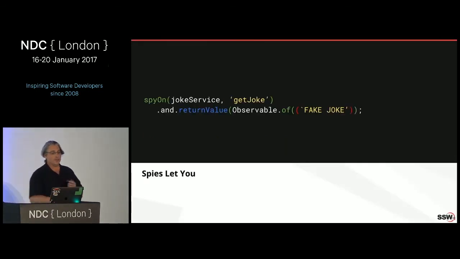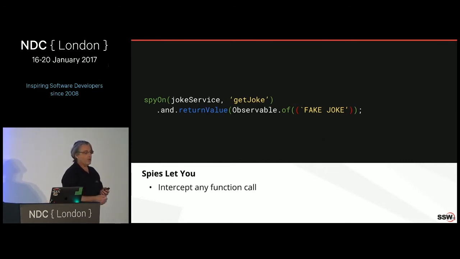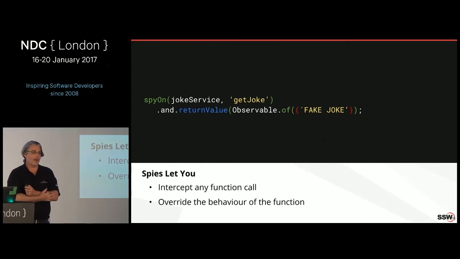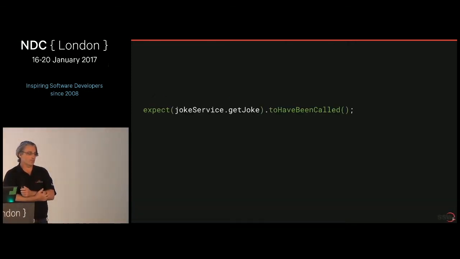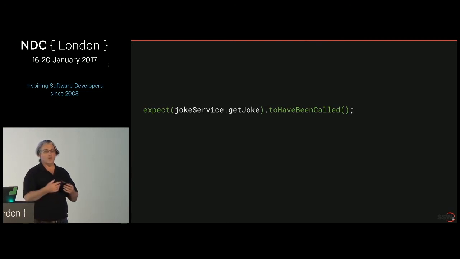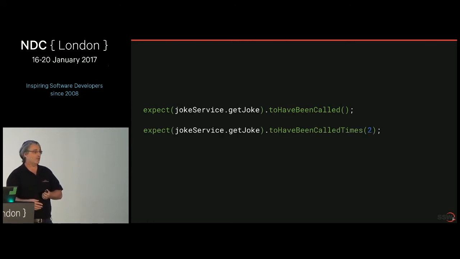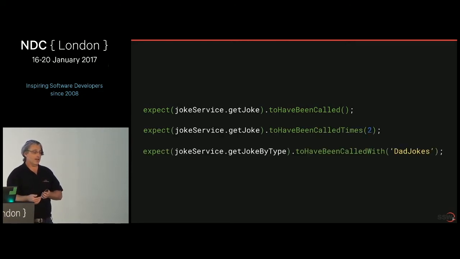So the benefit of spies is that spies let you intercept any function call, and they also let you override the behavior of a function. One of the other benefits of spies is that they let us check what's actually happening on those dependencies. So I'm able to verify that the getJoke method has actually been called. I'm also able to verify how many times it was called, and I can also verify what parameters were passed to that particular method.